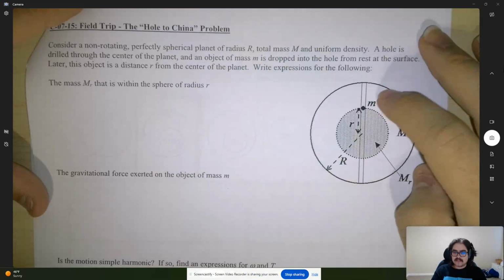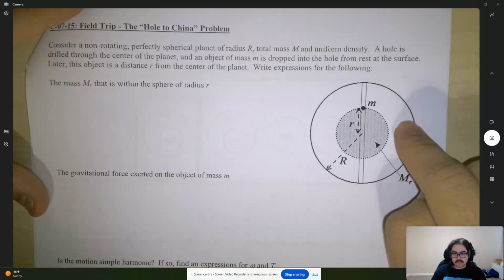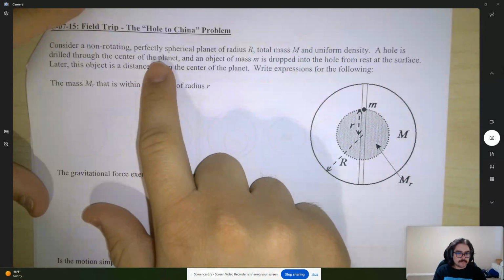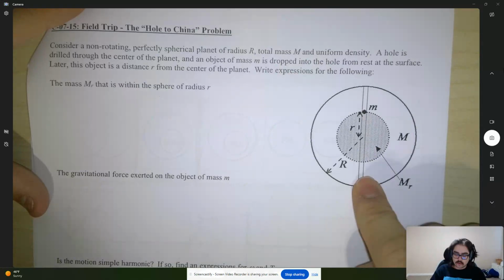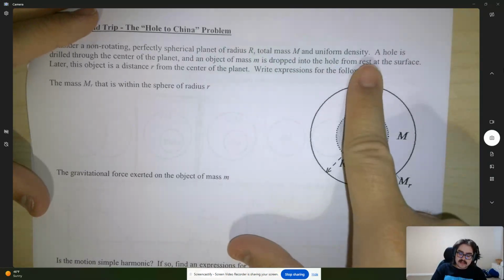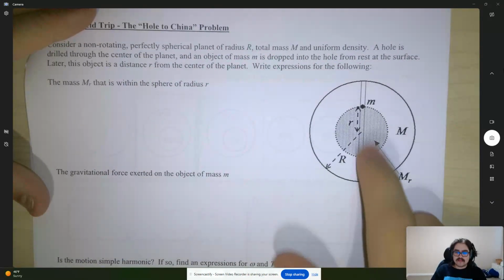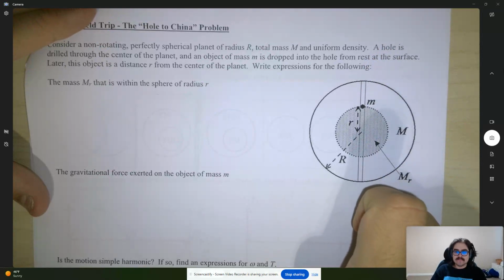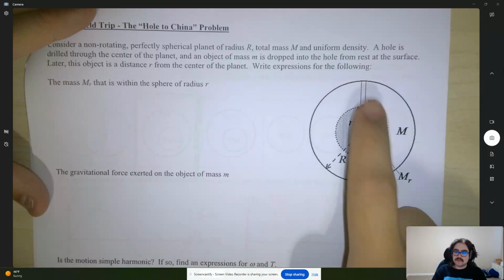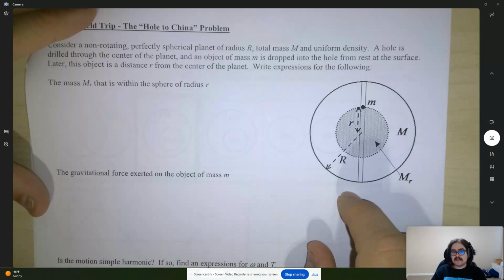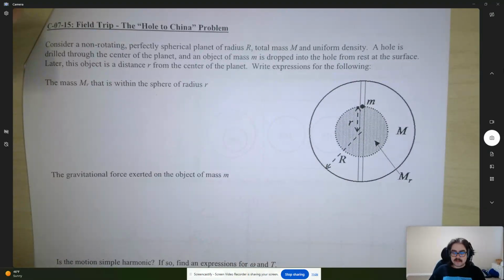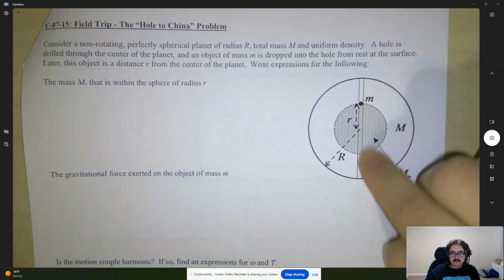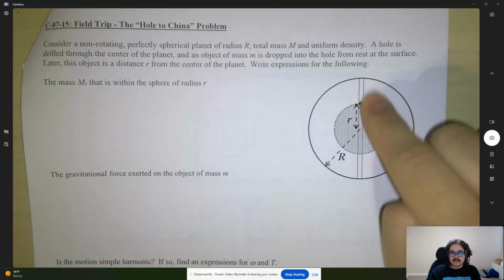But it's this idea that you have a planet, perfectly spherical, and you drop a mass into a hole. So you have a hole that's drilled right through this planet, and it goes through the two poles. It's perfectly spherical. It has uniform density. If we drop an object into that hole, it'll go down. It'll actually oscillate in here.